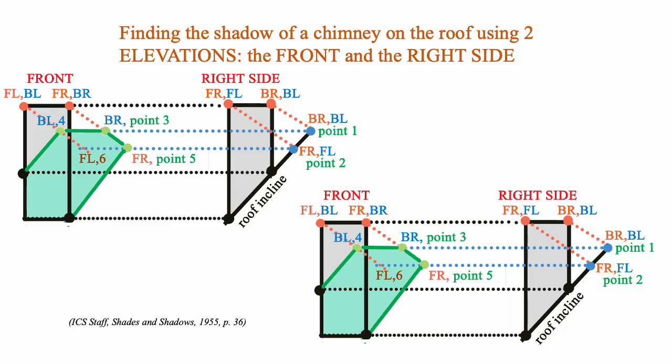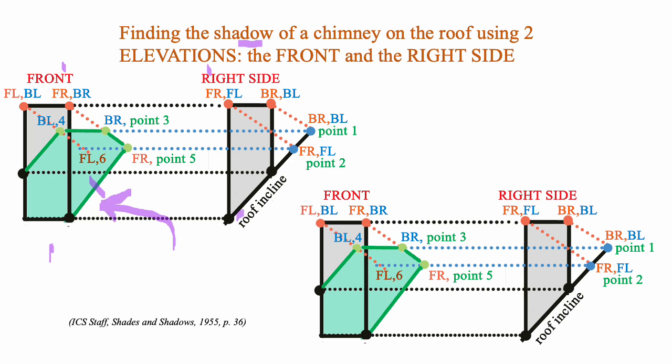In this situation, we're looking for the shadow of the chimney on a roof using two elevations, the front elevation and the right side elevation. In this first one, we're in front of the house looking at the chimney, the roof is behind it, and we're trying to find this green shadow. Now, for the right side view, imagine looking at the chimney in that direction.